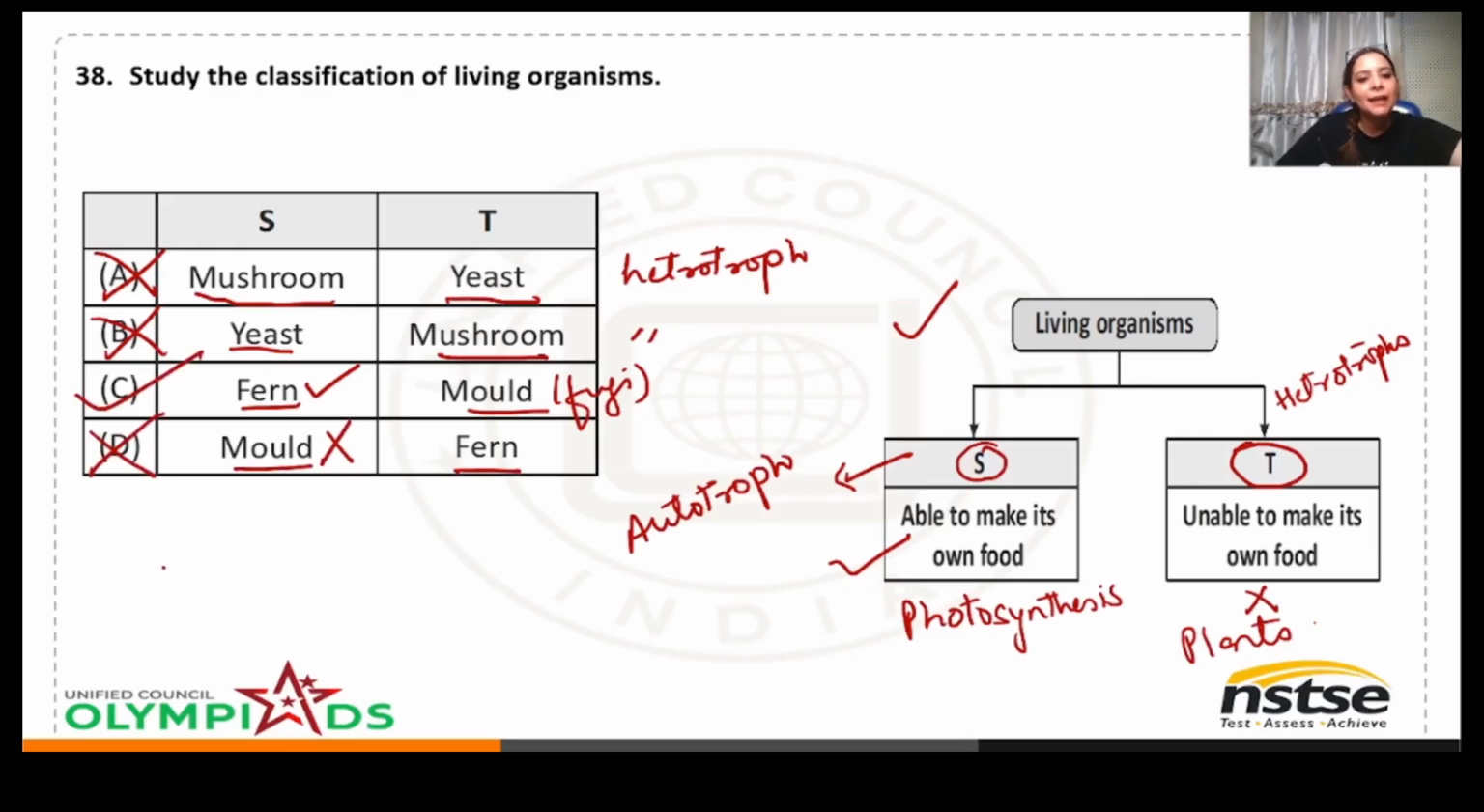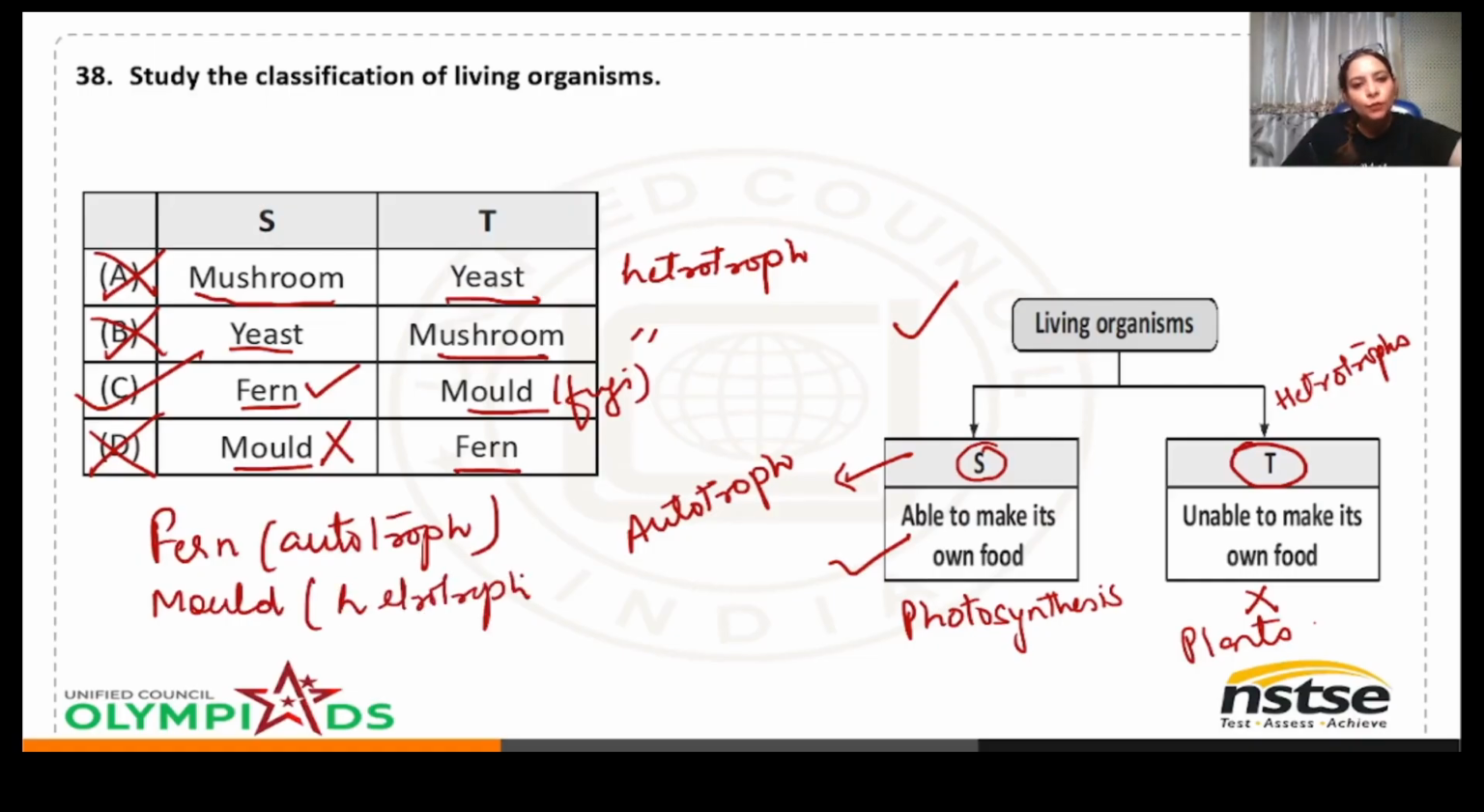So option C is correct. Yes, fern can photosynthesize. Fern is an autotroph. That means it can make its own food, whereas mold, a form of fungi, is a heterotroph and cannot make its own food. So I hope you got your answer. Which option is correct here? Option C is the correct answer.